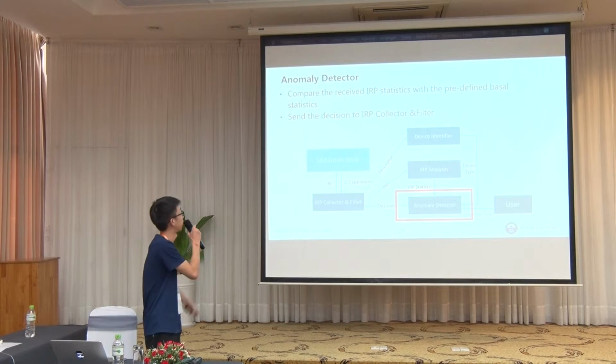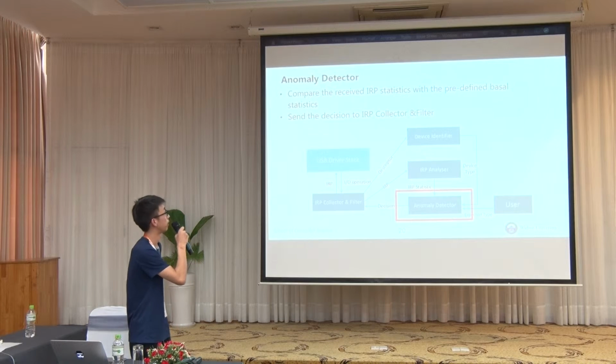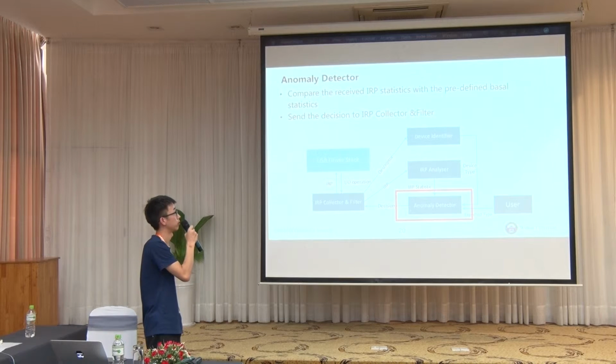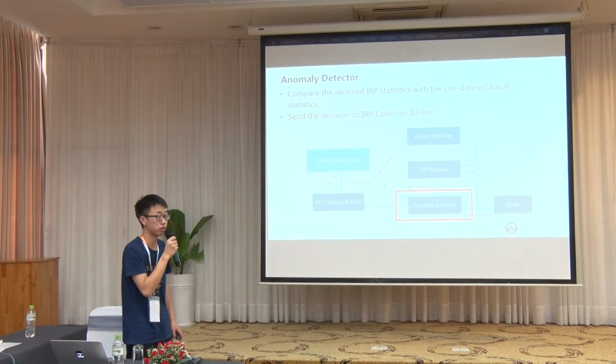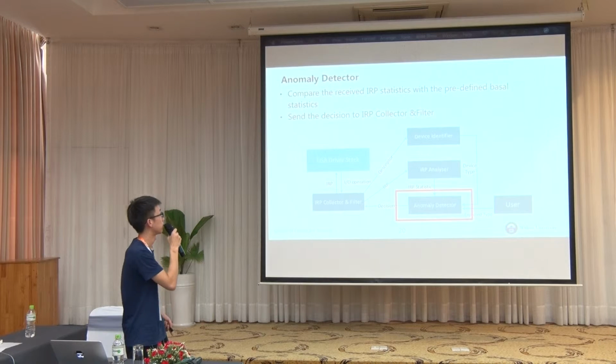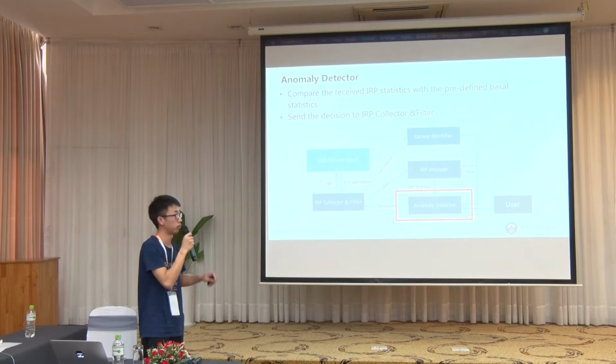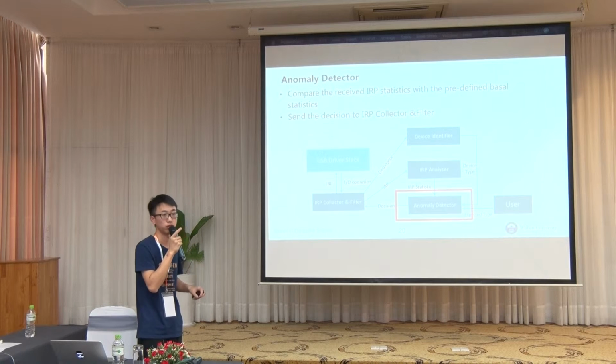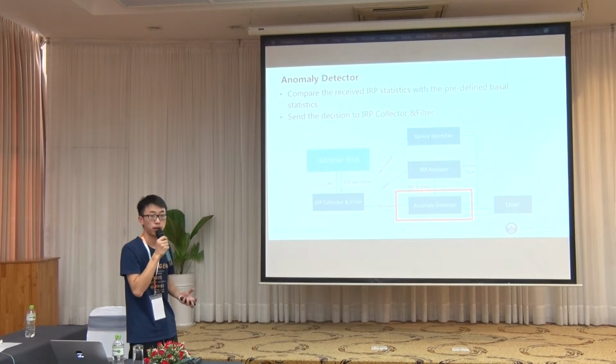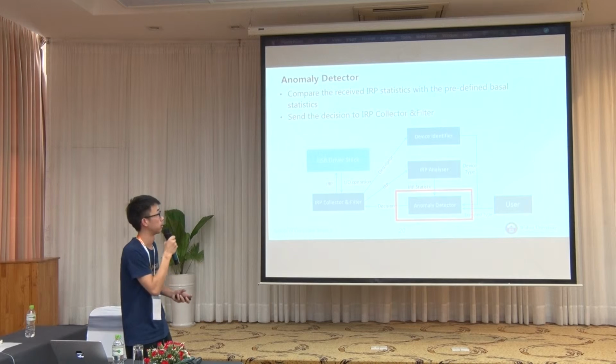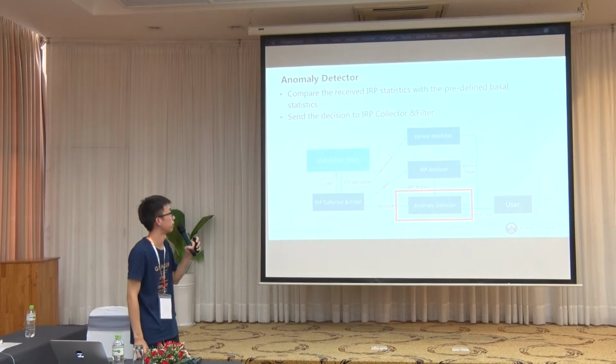And here is the last one. Anomaly detector. We will compare the received IRP statistics with the predefined statistics. And the predefined statistics is what we got when we were doing research. We tested many USB devices and got it. And it will send the decision to the IRP connector and filter.